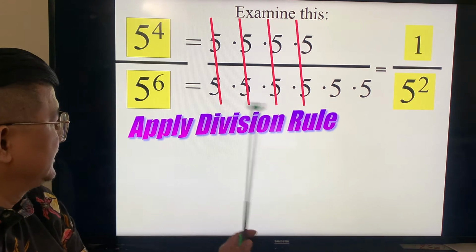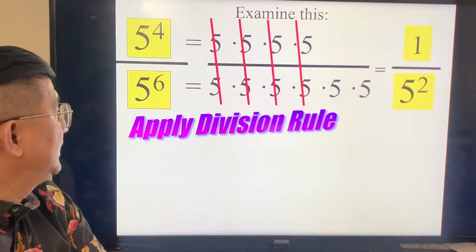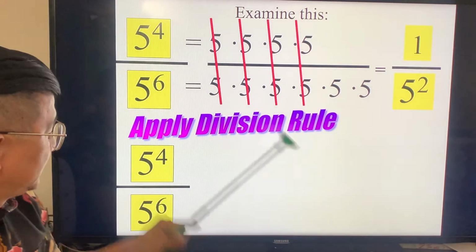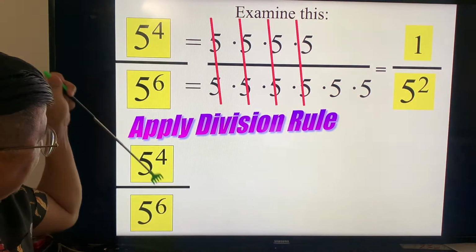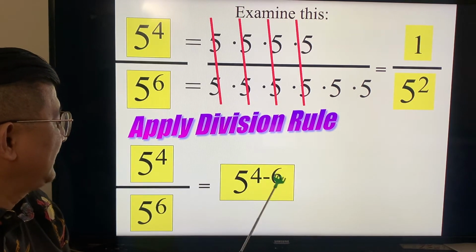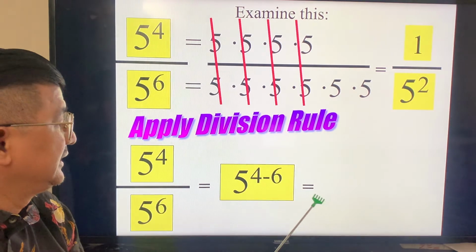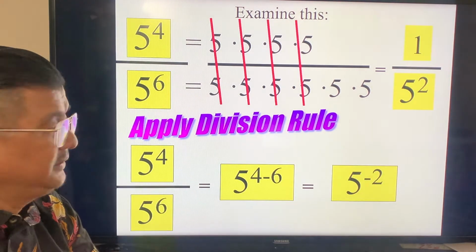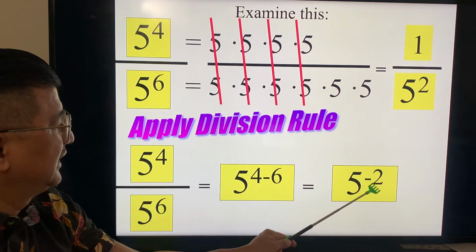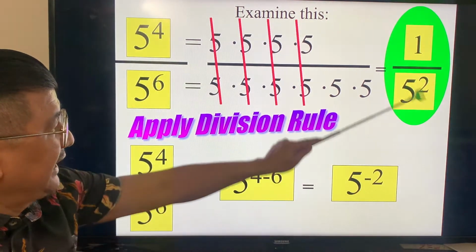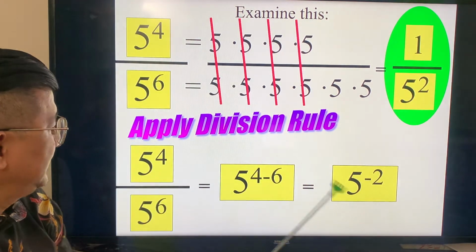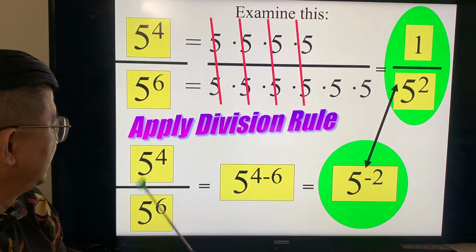Now, let's apply our division rule. What did we learn before? We learned that 5 to the 4th over 5 to the 6th, there's a shortcut, simply subtract the exponent. So let's do that. So that becomes 4 minus 6 is a negative 2. Okay? So take note, if I divide these two, I'll get 5 to the negative 2. That was our previous answer in expanded notation. This is our answer using the division rule.